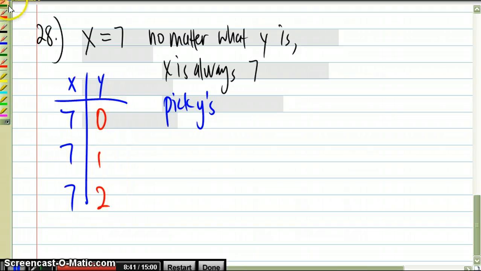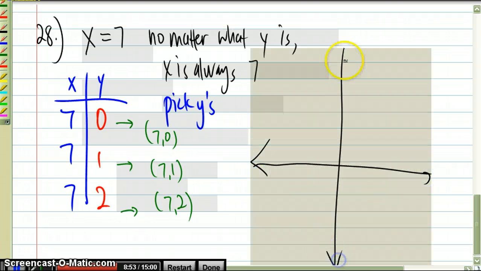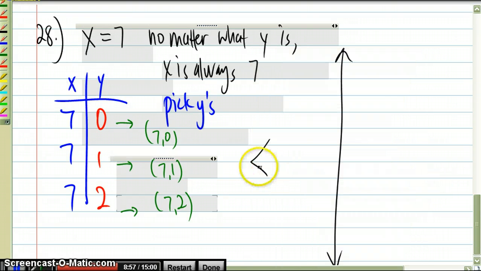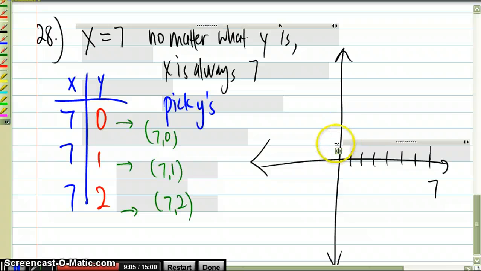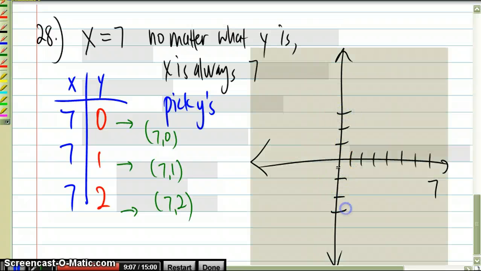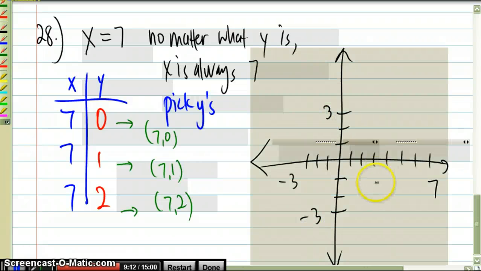So I can have like 0, 1, and 2 for the y's. So when I go to graph, I've got these 3 solutions: (7, 0), (7, 1), (7, 2). So in my graph, the x is a 7, so I want to make sure that for my x, I'm going all the way out to 7. 1, 2, 3, 4, 5, 6, 7. And then I'll just do 1, 2, 3 up and -1, -2, -3 down. Okay, so I've got 7 all the way out here.